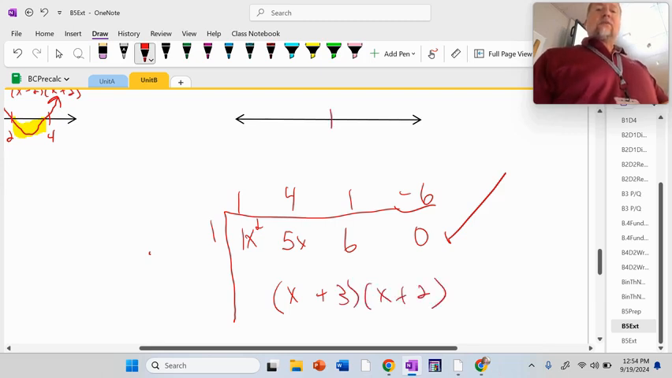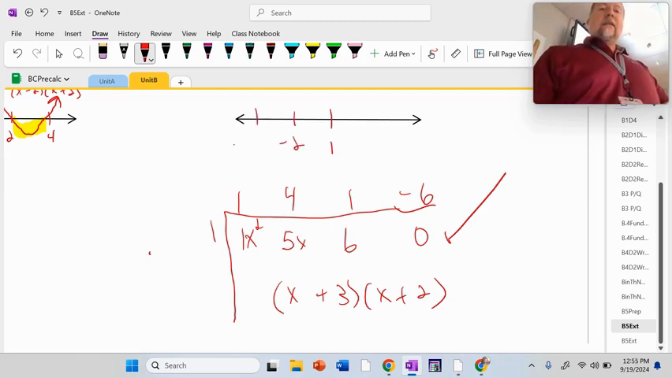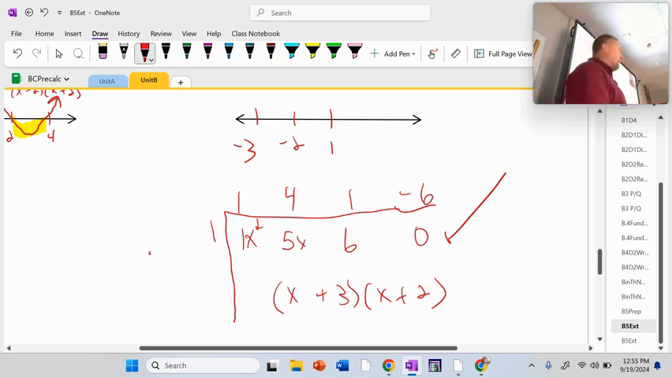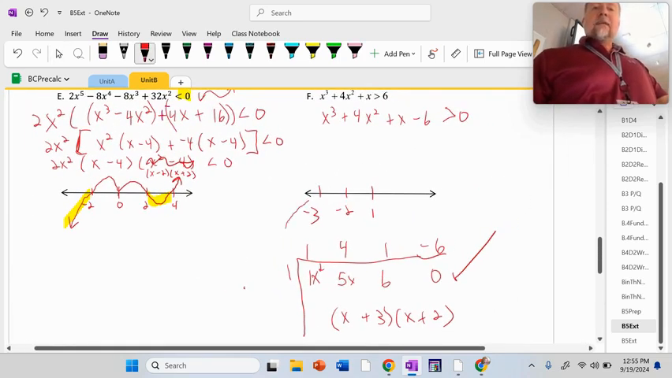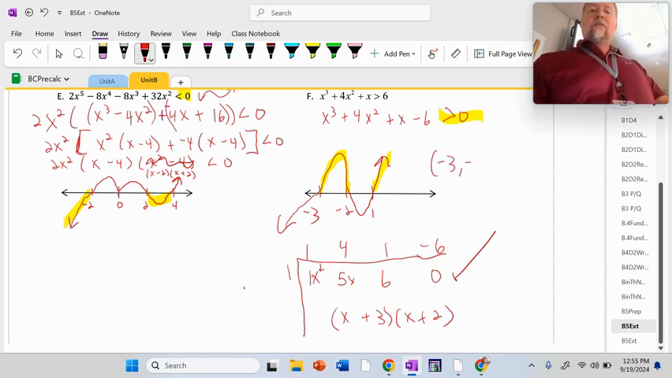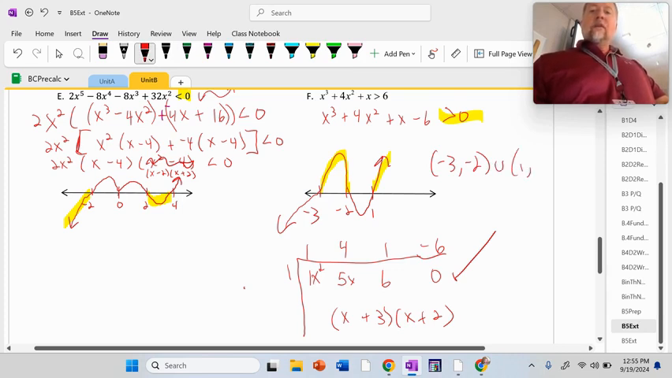So here are my zeros. 1, -2, -3. Okay, that's how I get those done if it's not factorable stuff that we already know how to do. All right, and then this is an x cubed, so it goes like this, through, and through. I'm just trying to miss my zeros so I don't mess them up, and I'm looking for above. So to actually finish this off, it's from -3 to -2, union that with 1 to infinity.